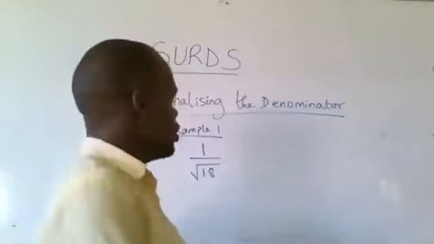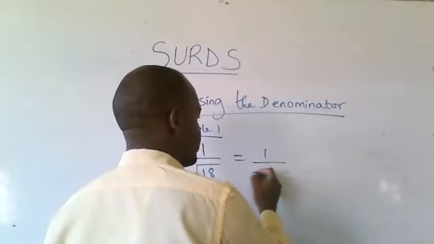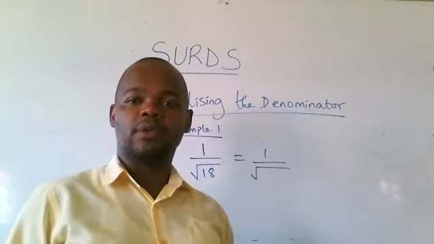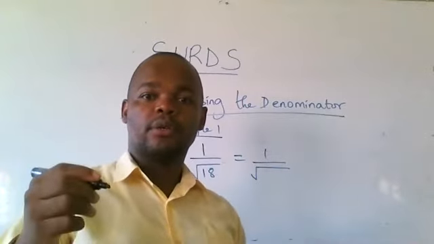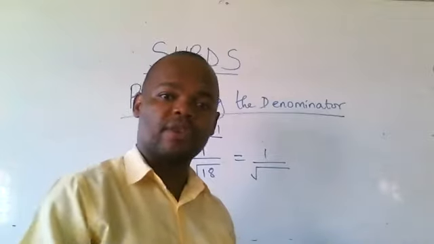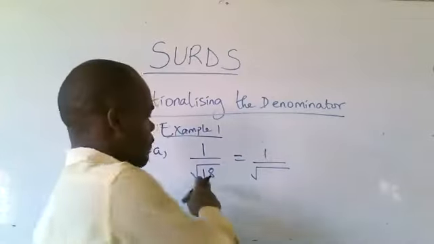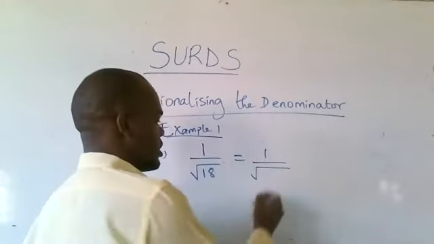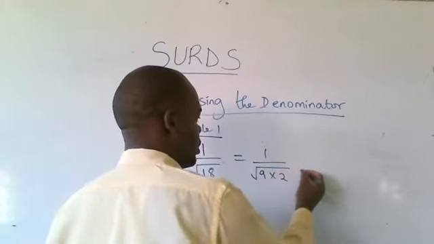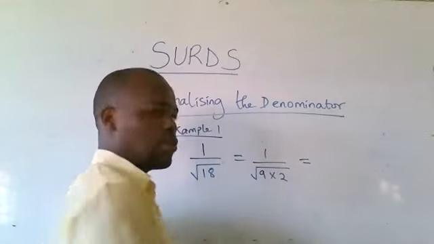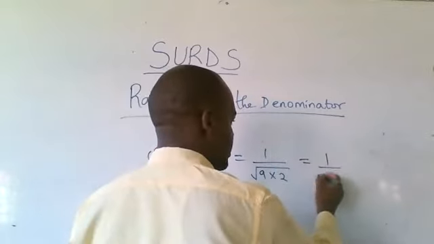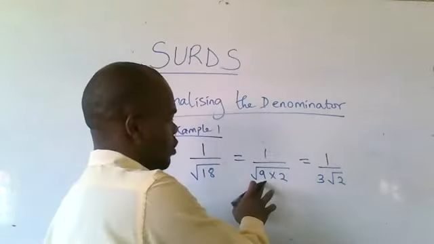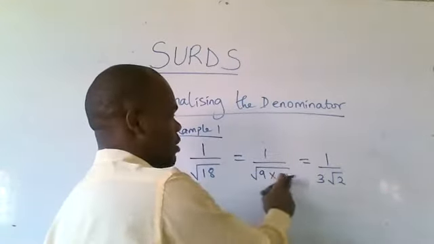How do you do this? You will say this is 1 over square root of, you go for 18 and ask yourself, which is the largest divisor which is a perfect square? The largest divisor of 18 which is a perfect square is 9. So this is 9 times 2. And then, what is the square root of 9? The square root of 9 is 3, and then we remain with square root of 2.